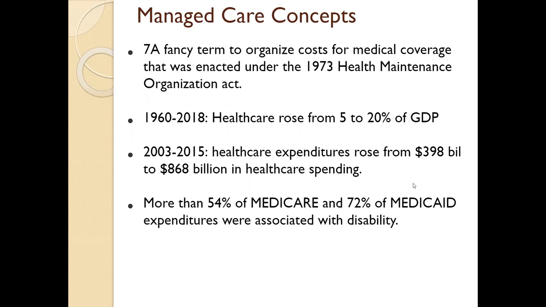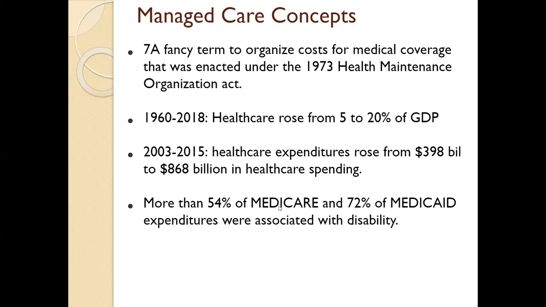This area is called managed care concepts. Basically, the managed care concept is a fancy term for organizing the costs of medical coverage. So your health insurance is part of a managed care type concept. Just a little background history: it really came into effect in the 1960s up to 2018. Healthcare costs rose from 15 to 20%. Then it rose significantly, up to $868 billion in 2015, with more than 54% of Medicare and 70% of Medicaid expenditures associated with a disability, the majority of them. You're going to need to know the difference between the two, which I'll talk about shortly.